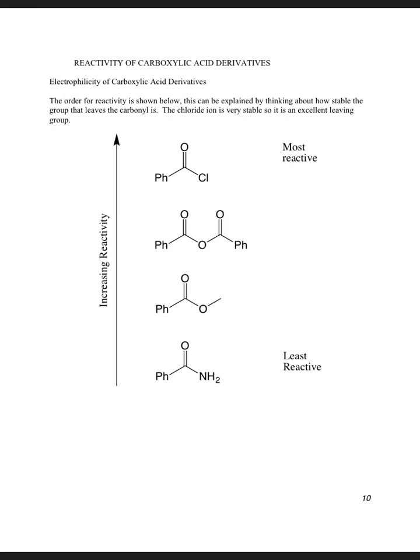Now, if we think about the reactivity of them, the order of increasing reactivity is shown here, where of the different acid derivatives, the amide is the least reactive, the acid chloride is the most reactive, and it all comes down to the leaving group. If we look at what leaves the carbonyl in each one, which of those is the best leaving group? Well, of course, the chloride, because HCl is the strongest acid, so Cl minus is going to be the weakest base. The weakest base is the best leaving group.